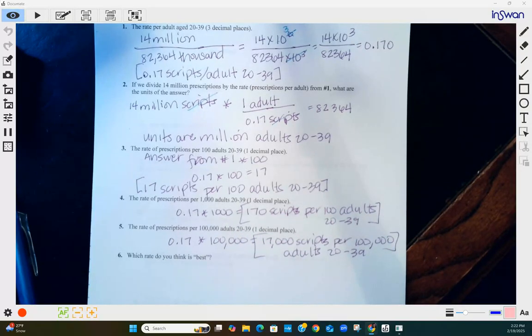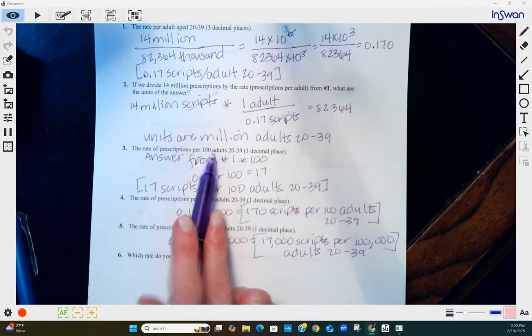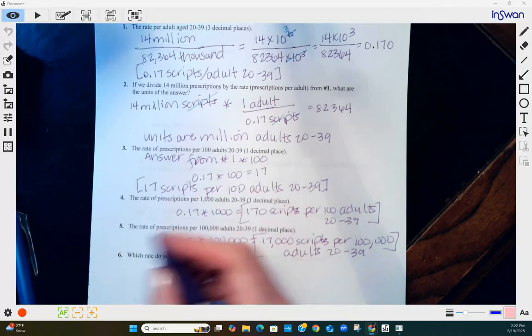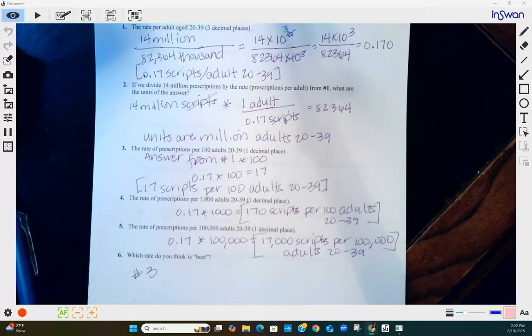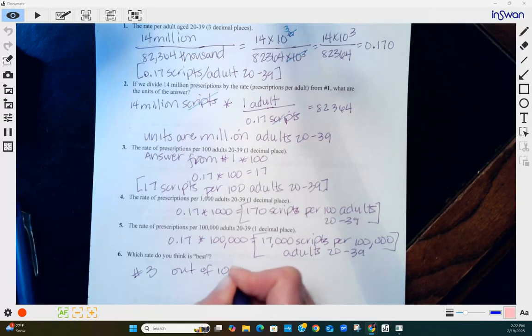And then there's no right or wrong answer. What rate do you think is best? I said that it would be the answer out of 100, because that out of 100 means it's a percent. So when you do out of 100, what you're getting is a percent.